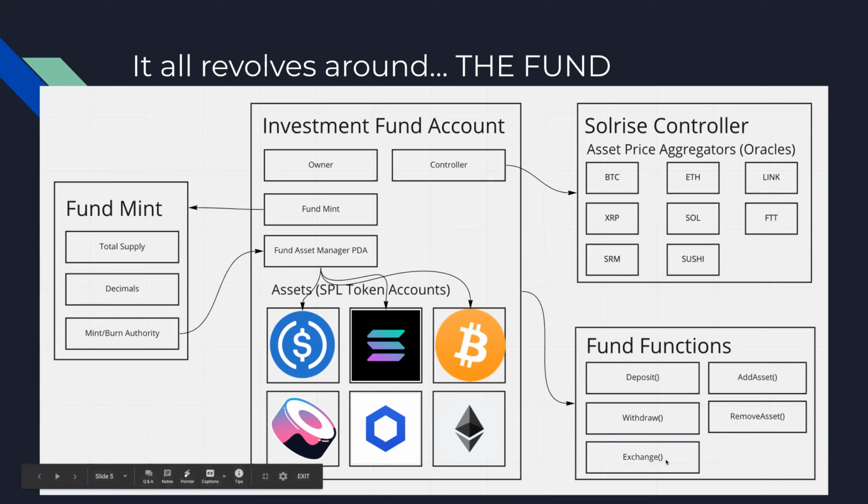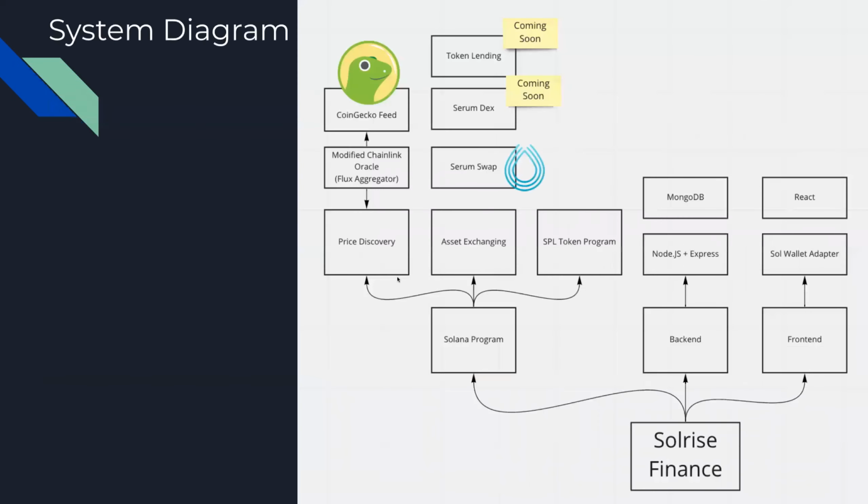The functions that can be only controlled by the fund manager are add asset, remove asset, which are pretty straightforward, and exchange. Exchange is basically when you say to your fund, hey, I want to change some USDC that someone's deposited into some SOL, for example. And I'll explain what mechanisms we use for exchanging. This is the high level explanation of a fund and all the other accounts it interacts with.